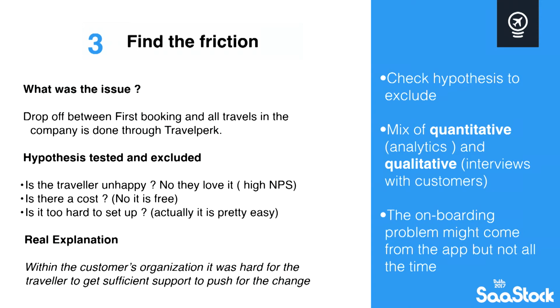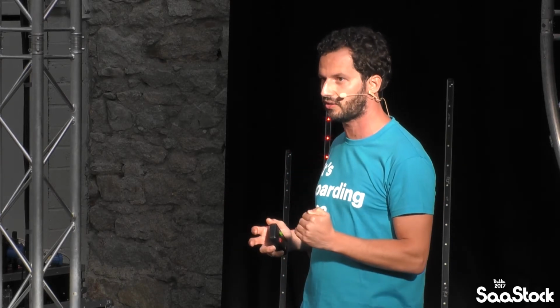Our story, for example, at TravelPerk is that our biggest drop-off was between the first booking and everybody using TravelPerk. So we knew people loved the software, but for some reason, it didn't spread throughout the entire organization. Once you know that, so you have identified your friction, then you need to check some hypotheses. There are 2 main ways to check hypotheses. One, talk to customers. Literally give them a call, send them an email, send a survey, whatever you want, to get some qualitative feedback. The second, do some quantitative analysis. Use any type of tool, Mixpanel, Google Analytics, whatever you want. There are a lot of wonderful tools to help you do that. Mix both and check a couple of hypotheses.